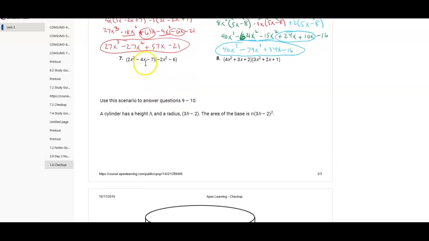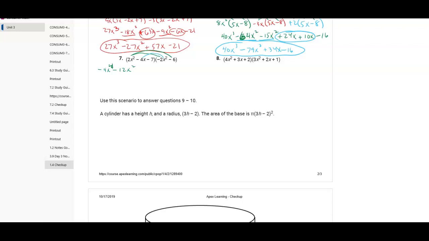All right. Same thing with number 7. If you want to pause the video, try it, and then come back and check your answer. So I'm going to do 2x squared. If you don't want to show the substitution, you're going to multiply everything. 2x squared times negative 2x squared is negative 4x to the fourth. 2x squared times negative 6 is minus 12x squared.